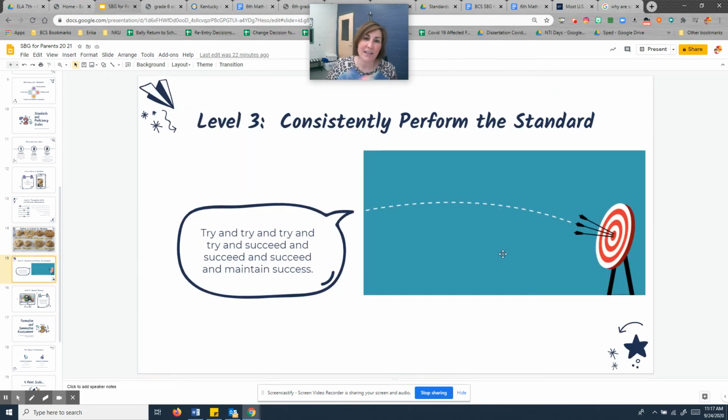And then when we get to level three, we're working towards that level three. And what we're doing is we're trying over and over and over. So we're baking batches and batches and batches of cookies until we can get it right. And then just because we got it right one time doesn't really mean it's mastered. It means every time we do it right. Like we are nailing it every single time. I hit the target every single time and I can maintain success. That's what a level three is.